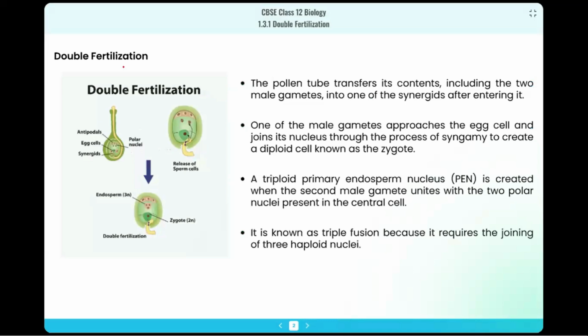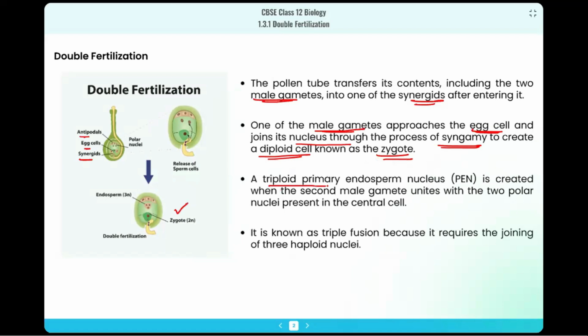So, we couldn't discuss in detail the synergids, egg cells, and antipodals in the previous slides, that is in the megasporogenesis part. So, when the pollen tube transfers its contents, including the two male gametes, into one of the synergids after entering it, one of the male gametes approaches the egg cell and joins its nucleus through the process called syngamy to create the diploid cell known as the zygote. So, there is a fusion happening here. The male gamete approaches the egg cell and they fuse together, that process is called syngamy, and they create a diploid cell, that is a zygote.